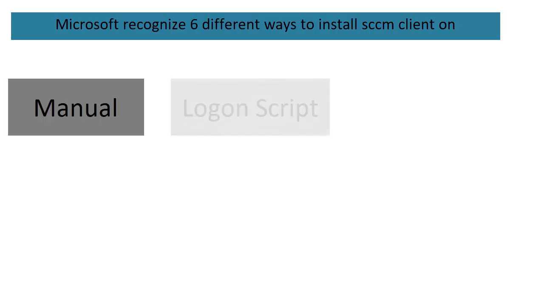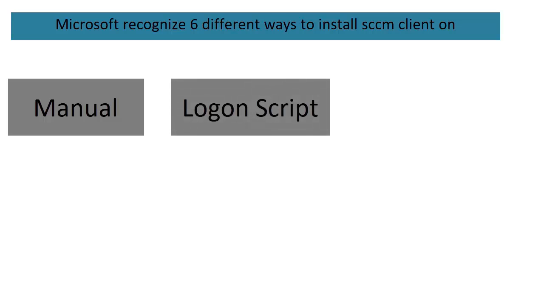The second method is a logon script. If, for example, you are using a group policy, you can configure a logon script so that when the user logs into a device for the first time, the device receives some policies from your domain environment. By receiving those policies, the logon script will be deployed to that device, and it will install the SCCM client. But at this moment, many organizations do not use logon scripts anymore. They prefer to use a different method to install the SCCM client.